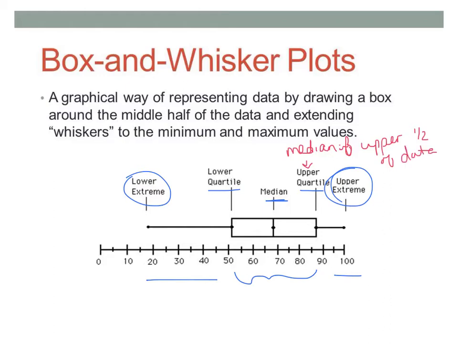Okay. And the lower quartile then is the median for the lower half of the data. So what you end up doing is you're going to find the median 3 times. You're going to find the median, which is going to separate the data into 2 groups, and then you're going to find the median of the upper group and the median of the lower group, and those are your quartiles.